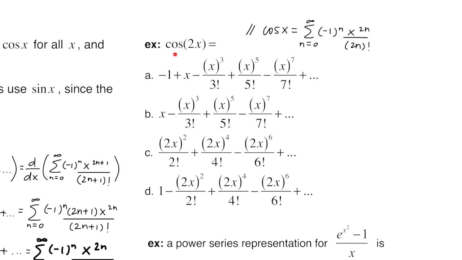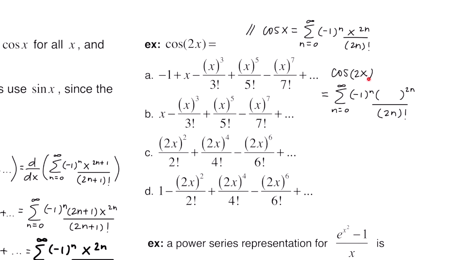For this example, we have cosine of 2x. So we want to identify which of these series represents cosine of 2x. So I have cosine of x written out here. Remember, cosine of x has the negative 1 to the n, and then it's x to the 2n over 2n factorial. So when we have cosine of 2x, this is a composition of functions. In place of x, we have 2x. So that means we can take 2x and plug it in right here for x.